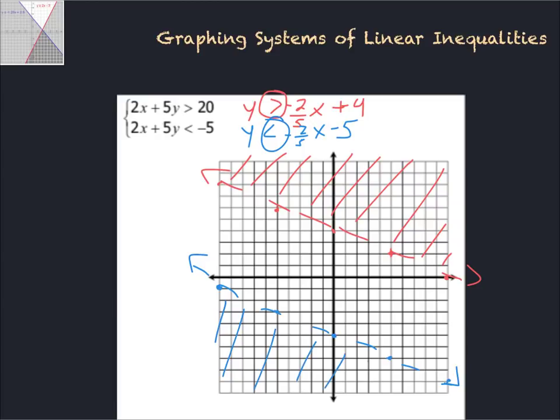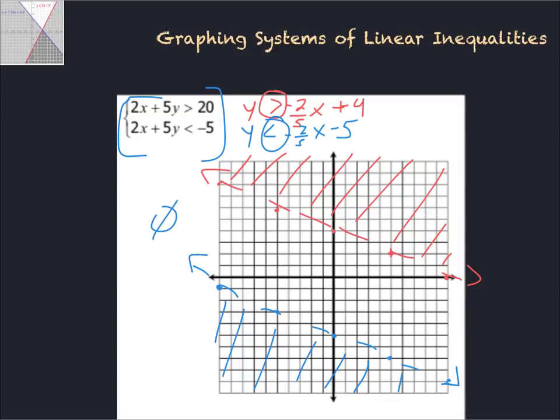So what would the solution of this set of linear inequalities be? Well, if you look at it, we're not overlapping at all. So think back to linear equations when we didn't have any point where they intersected. We had no solution. So here we have no point where they overlap, so we're going to have no solution.